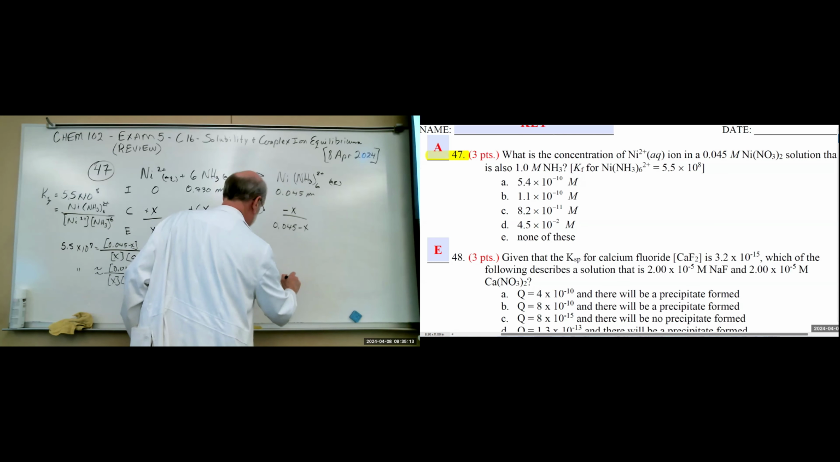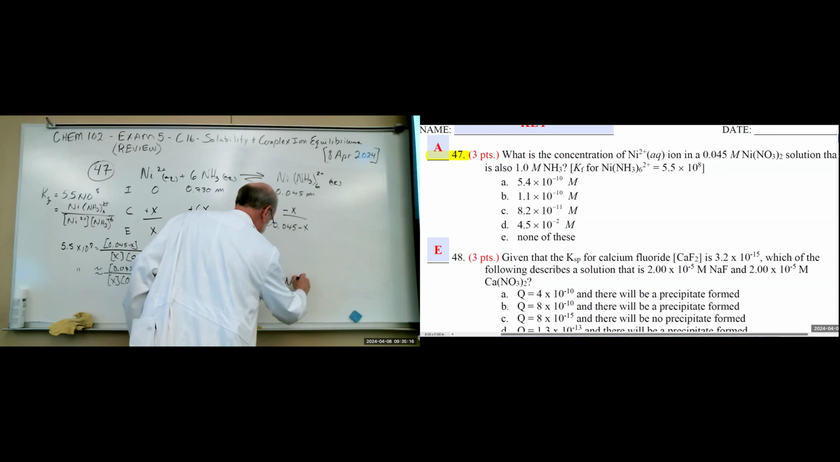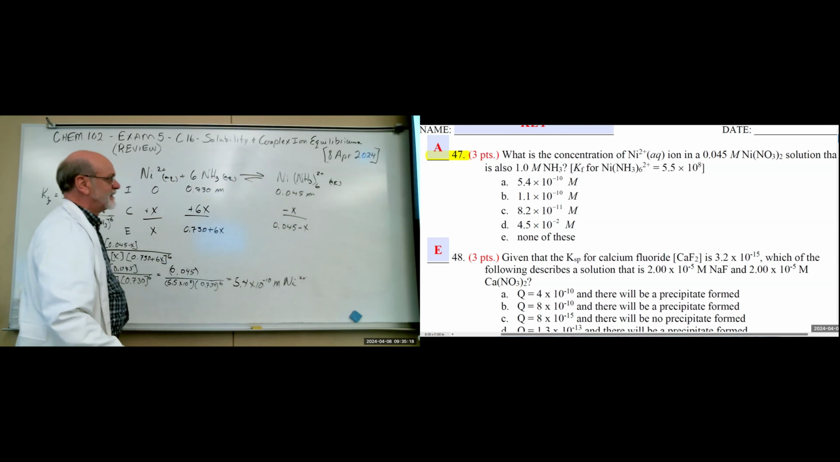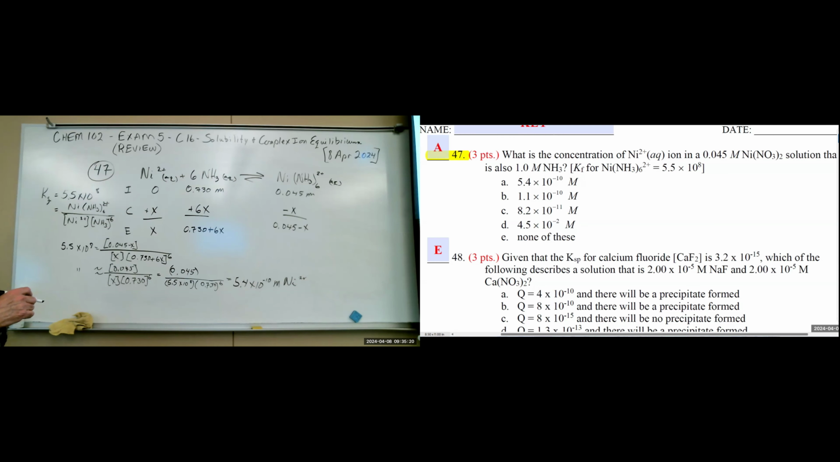Molar nickel that remains in solution. And it turns out that X is very small, much smaller than this one or this one. So I think we're safe for that.